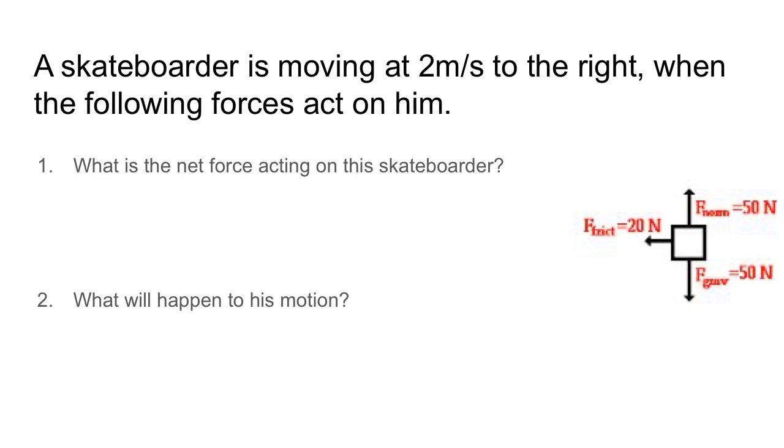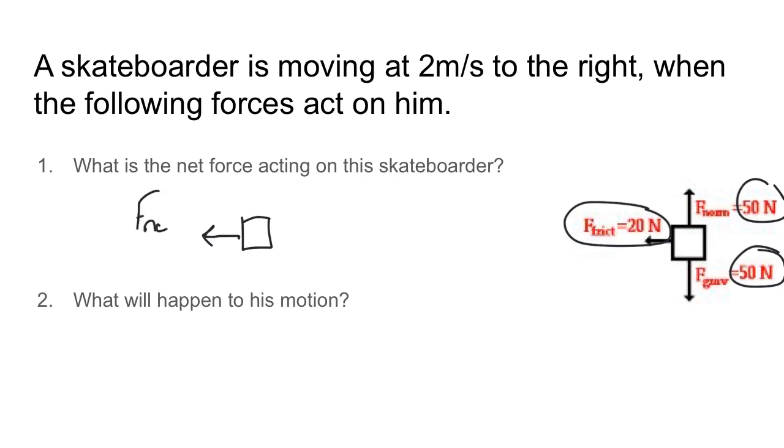And so we look at this object here. We have 50 newtons going up, 50 newtons going down. Remember, those cancel in the up-down direction. And we have one single force acting to the left. So my net force, F net, is going to equal 20 newtons. And so there's an unbalanced force acting on this object. And so this object is going to accelerate to the left.